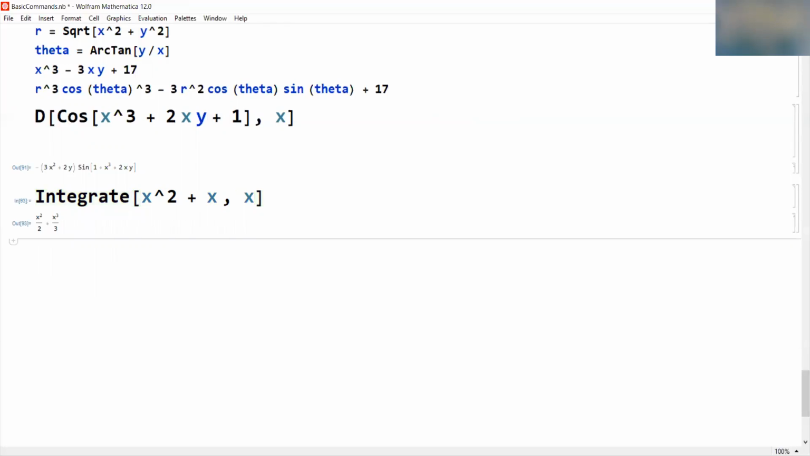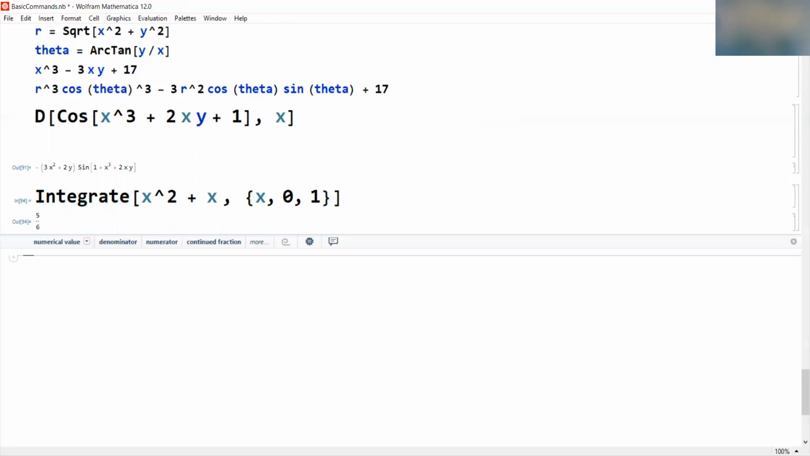If I put in an x, it's now integrating with respect to x. And now it understands what to do. Instead of integrating with respect to x, that's the indefinite integral. Maybe we want to integrate from 0 to 1. And you just do it like that. So the commands aren't that bad.